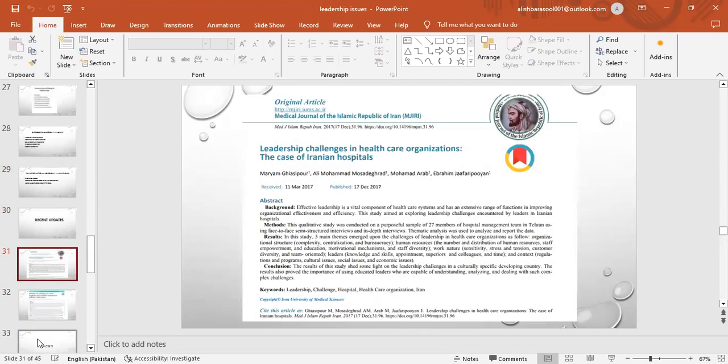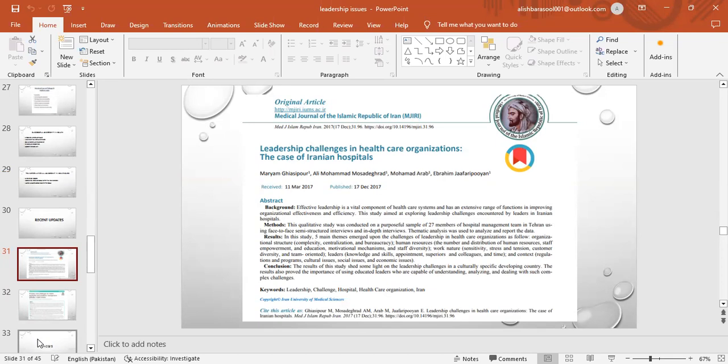Leadership challenges in healthcare organization, the case of Iranian hospitals. Background: effective leadership is a vital component of healthcare system and has an extensive range of functions in improving organizational effectiveness and efficiency. This study aimed at exploring leadership challenges encountered by leaders in Iranian hospitals. This qualitative study was conducted on a purposeful sample of 27 members of hospital management team in Tehran, using face-to-face semi-structured interviews and in-depth interviews. Thematic analysis was used to analyze and report the data.